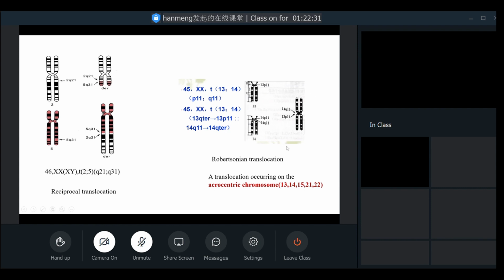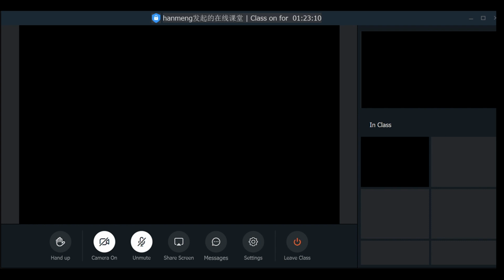But if this person wants to have his own baby, the rejoined chromosome will behave as one chromosome, and then the baby of them will be abnormal. So here, you should just grasp the simple description.